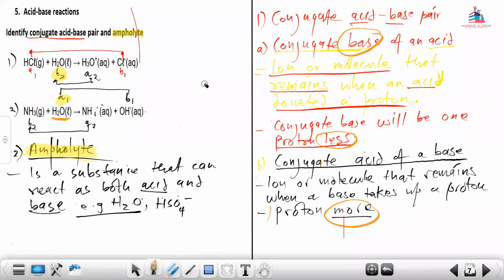There's also another hand. Let me check who is that. I would like to ask, would I be wrong if I were to say a conjugate acid of a base would be an acid formed from a base? 100%. Okay, thank you, sir.